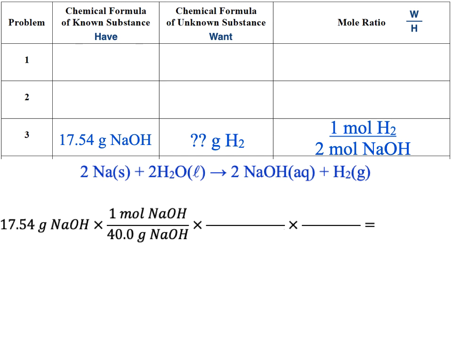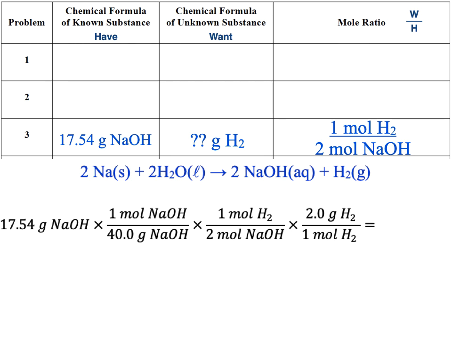So now I have moles of sodium hydroxide. I'm going to use my mole ratio. I'm going to have 2 moles of sodium hydroxide in my denominator, so it cancels the 1 mole of sodium hydroxide in the previous step. I'm then going to put my 1 mole of hydrogen from my balanced equation in my numerator. But I don't want moles, I want grams. So my last step is I have to calculate the molar mass. So I'm going to put 1 mole of H2 on the bottom, and the molar mass for H2, as we did before, is 2.0 grams.